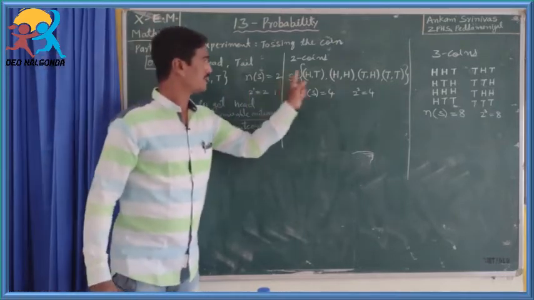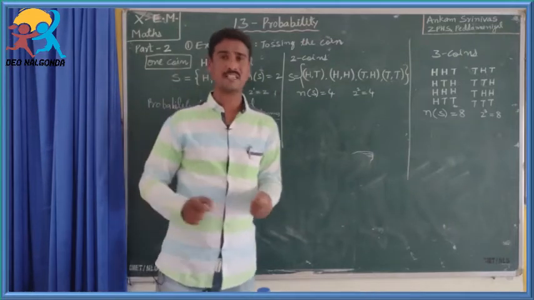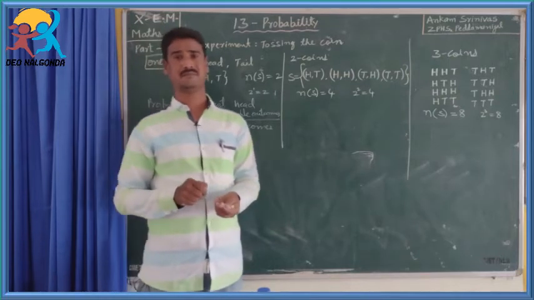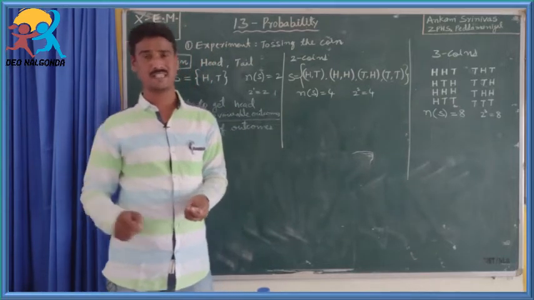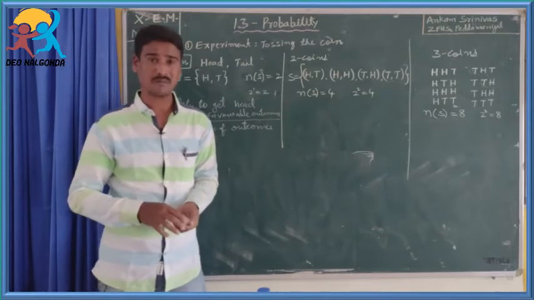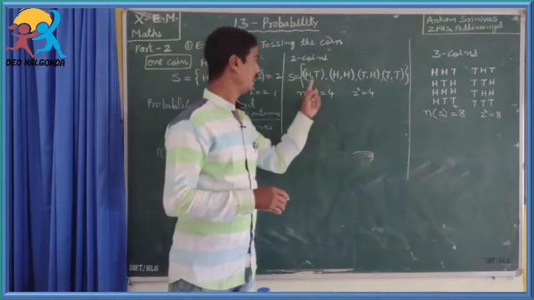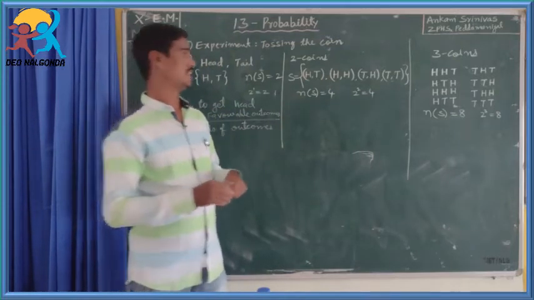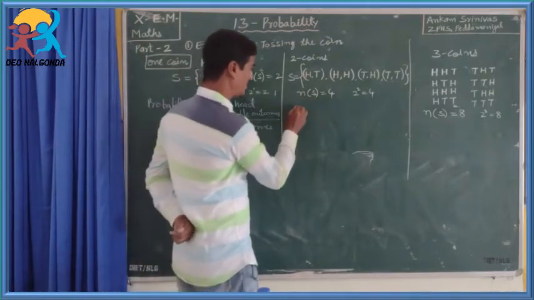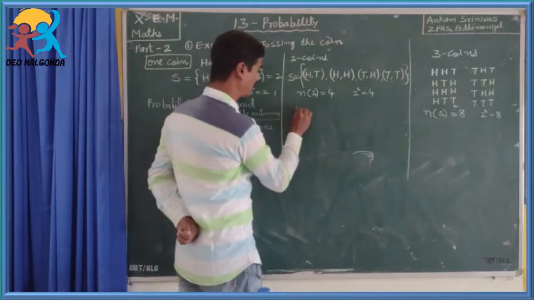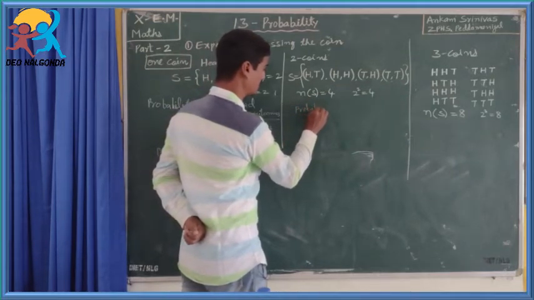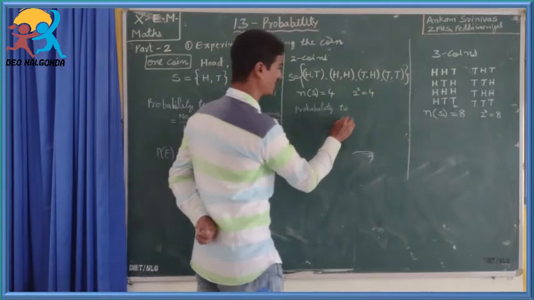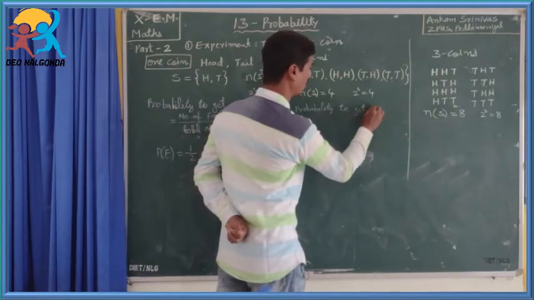And go to the second time. Find the probability when we toss 2 coins at a time or simultaneously. What is the probability to get two tails? Exactly two tails.